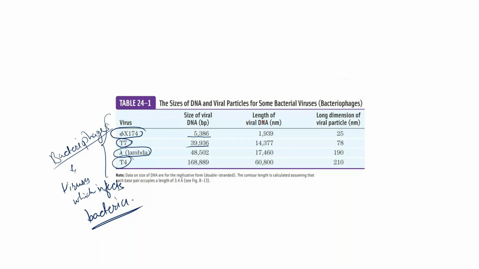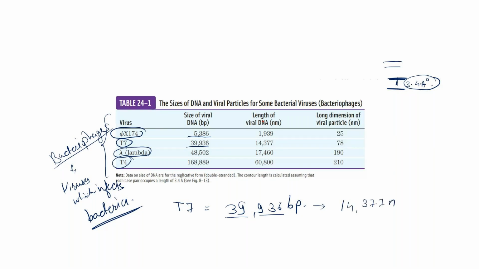So if we talk about the viral size, let's take the example of T7. T7 has a genome size of 39,936 base pairs, quite large. The length between two base pairs is 3.4 angstrom. The two base pairs occupy 3.4 angstrom space. So according to this, if we calculate, for 39,936 base pairs, the length of viral DNA becomes 14,377 nanometers. Okay, it's quite large.